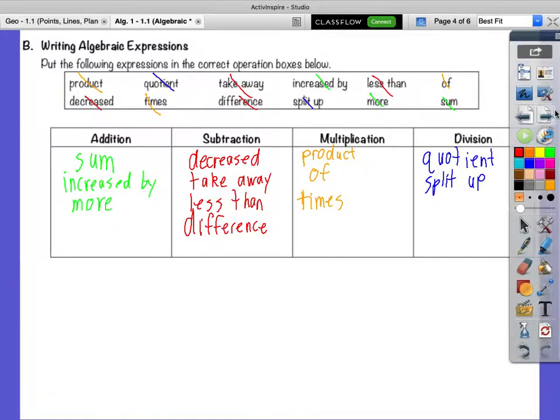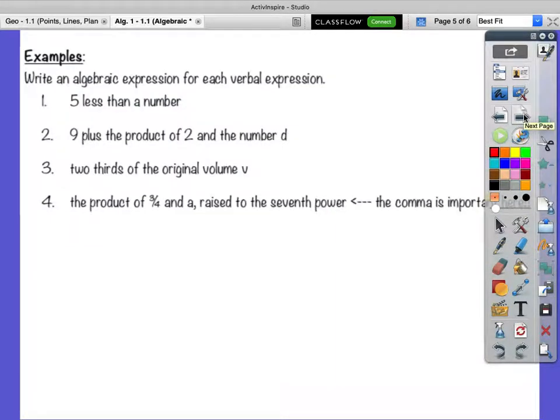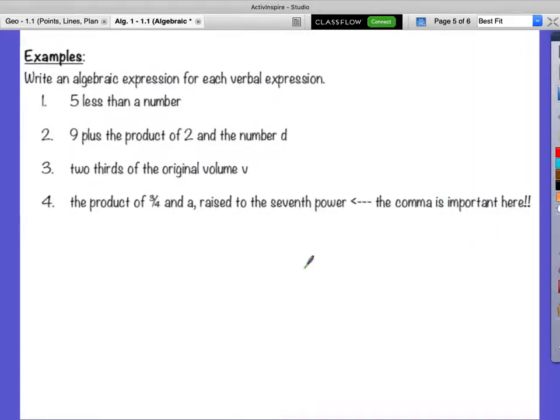So we're gonna practice this a little bit here. Right below this, write an algebraic expression for each verbal expression. So for this phrase, this verbal expression, in words, 5 less than a number. How would we write that algebraically? Ray, what are you thinking? X minus 5, very good.